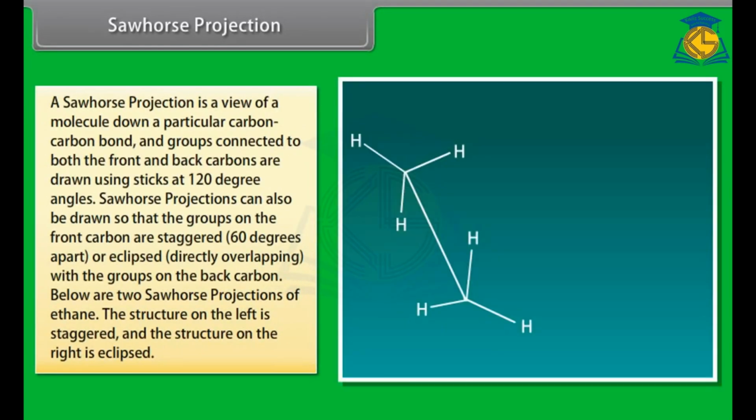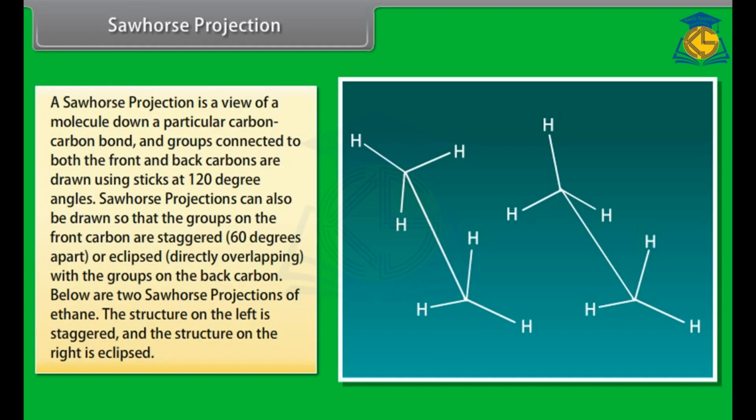Like the Newman projection, a sawhorse projection is a view of a molecule down a particular carbon-carbon bond, and groups connected to both the front and back carbons are drawn using sticks at 120 degree angles. A sawhorse projection can also be drawn so that the groups on the front carbon are staggered, 60 degrees apart, or eclipsed, directly overlapping with the groups on the back carbon.